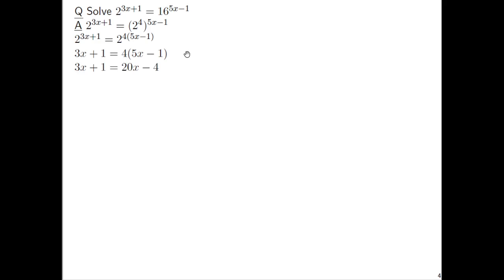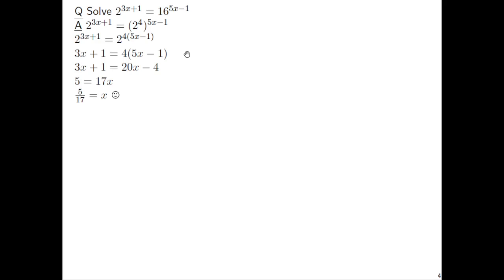We could, for instance, distribute the 4 on the left side, 20x minus 4. The left side is still as it was, 3x plus 1. Now we can subtract 3x on both sides, add 4 to both sides, and have 5 equals 17x. Divide both sides by 17, and you have 5/17 equals x.